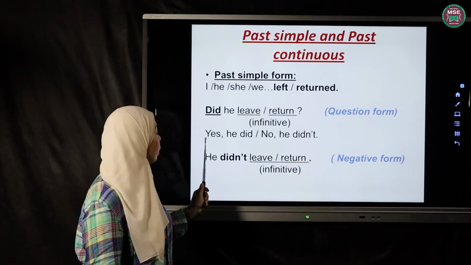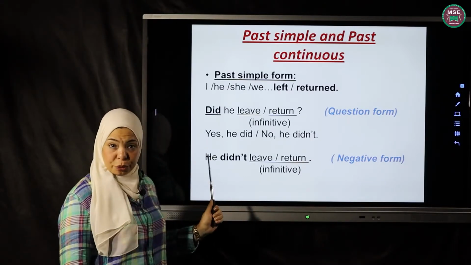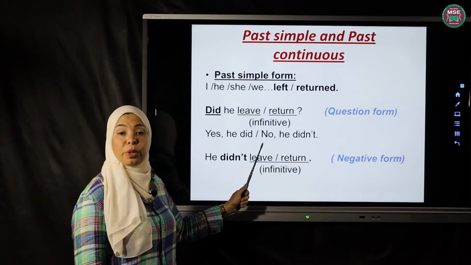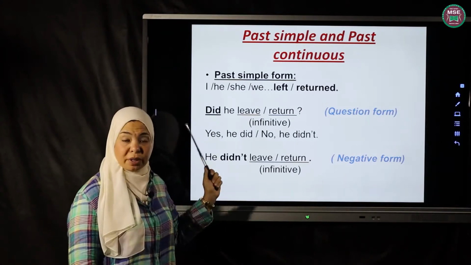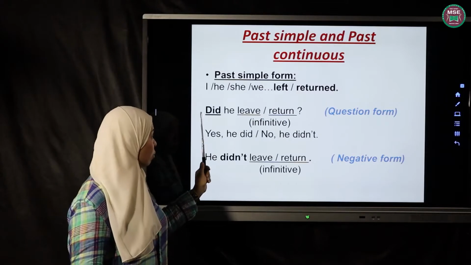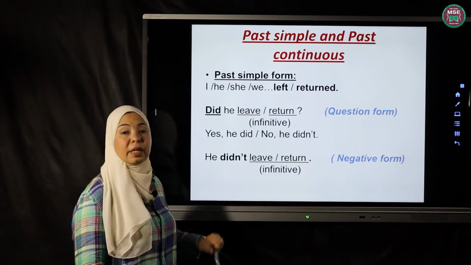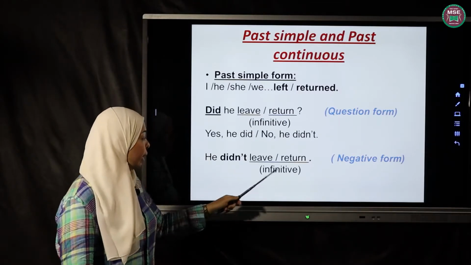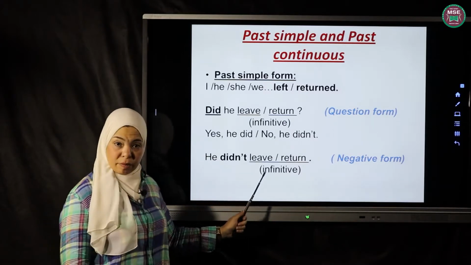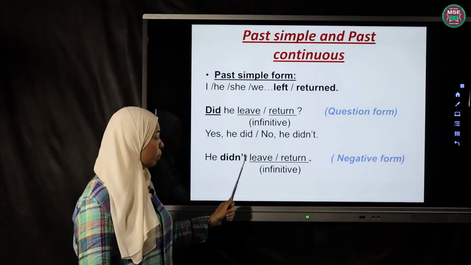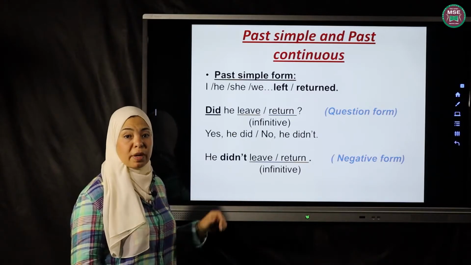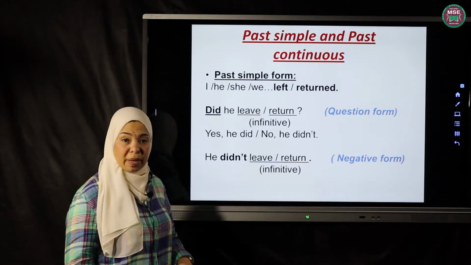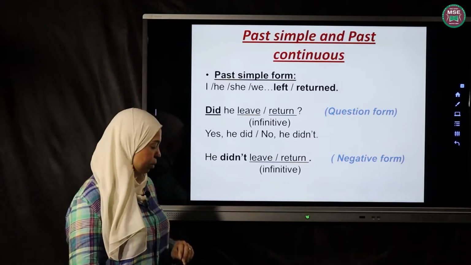Base 1. The answer is by using yes or no. Yes, he did, or no, he didn't, by putting not if it's a question starting with did. So the question starts with did and the verb should be in the infinitive form. The negative form, he didn't leave, it's the same: put didn't plus leave or return, which is also the infinitive form of the verb. This is the negative form of the past simple tense statement.